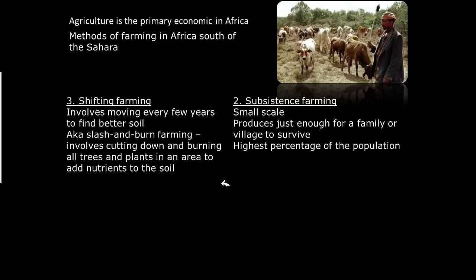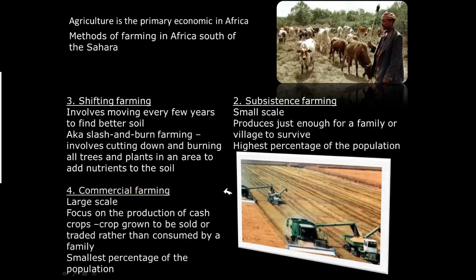So what you'll do with shifting farming is you'll farm there for a few years. You let plants and trees and things grow. After a few years, you move to a different plot of land. You then cut down and burn everything. You burn the plants as a way to replenish the nutrients in the soil.